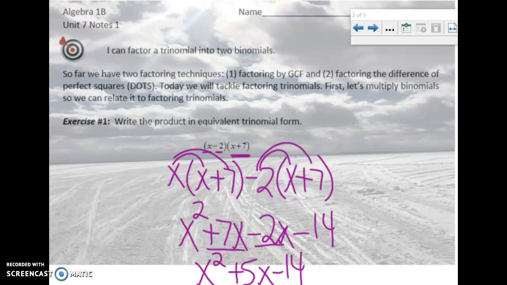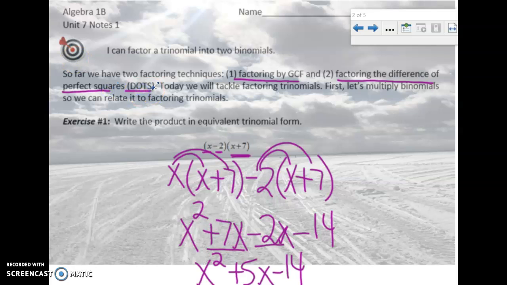Now, I went through that kind of fast because that's something we've already done. We've already learned how to multiply binomials. But today, it's going to be about factoring. Now, when I say the word factoring, we've talked about this before. We've factored by GCF. Last time we factored the difference of perfect squares.